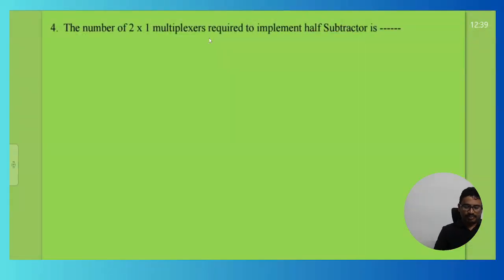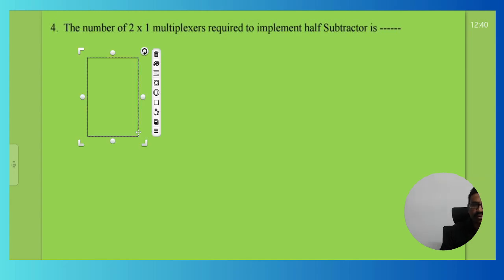Tell me now, here: the number of 2x1 multiplexers required to implement a subtractor. For the subtractor implementation, what do we require? So you can see now here, I have taken how many 2x1 mux now here. So this is one 2x1 mux we have taken. This is a 2x1 mux. It has two inputs, 0 and 1. Here we have the selection line and this is the output.